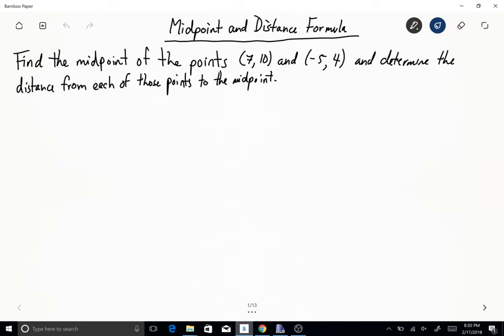So we want to find the midpoint of the points (7, 10) and (-5, 4), and determine the distance from each of these points to the midpoint. There's going to be two parts to this problem. Part one is finding the midpoint, and that's what we're going to start with. In order to do that, we need a midpoint formula.